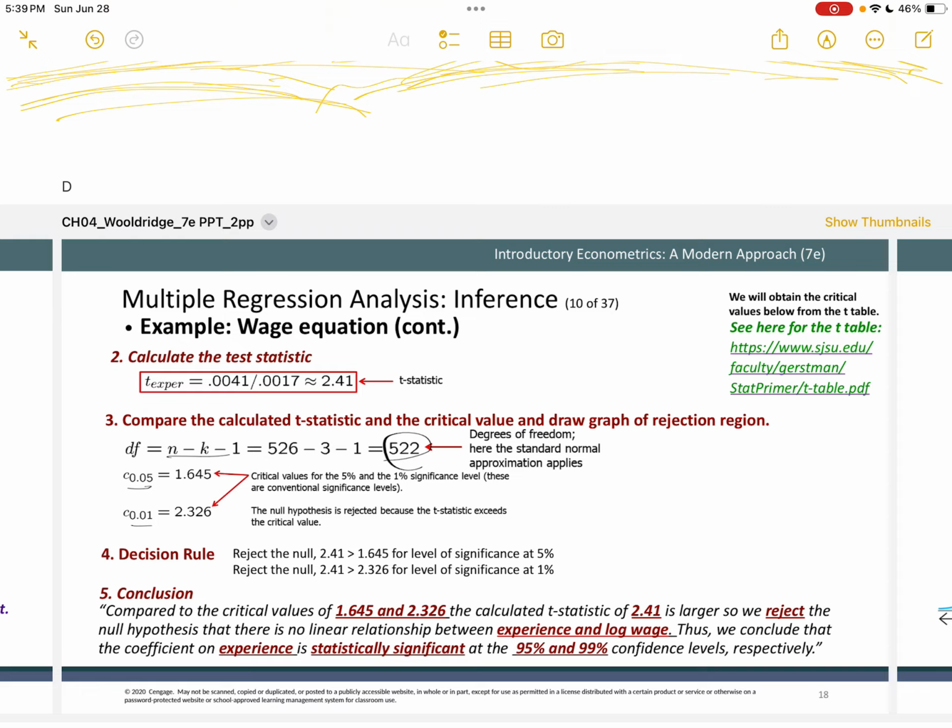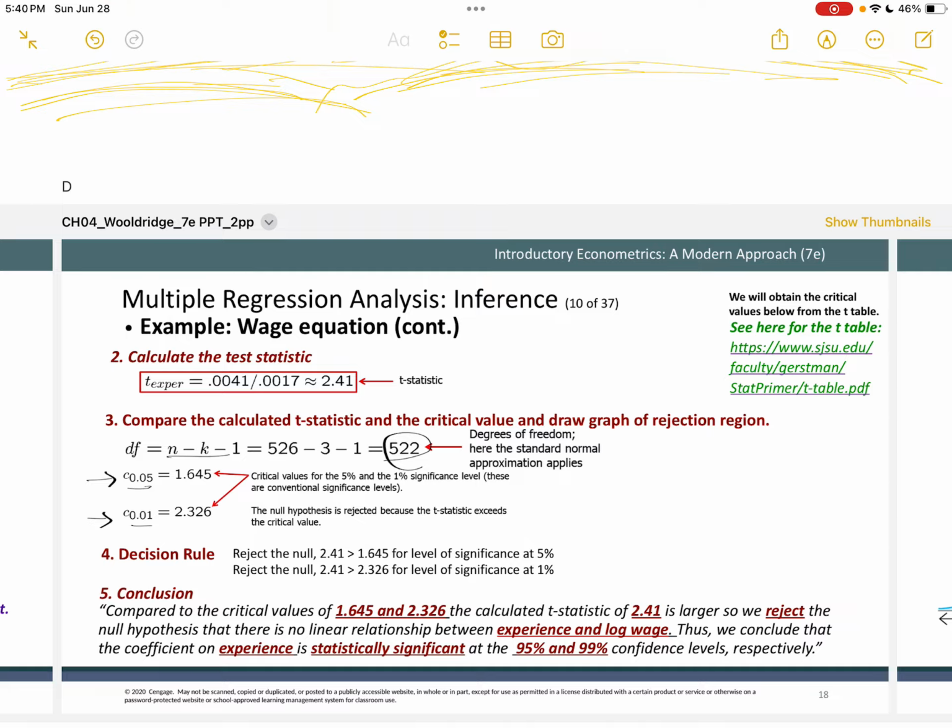And what do we find? 2.41 is bigger than 1.645, so we reject the null. Yes, 2.41 is bigger than 2.326, slightly bigger, but we still reject the null hypothesis. In the first part, it is with a confidence level of 95%, and in the second one with a confidence level of 99%. And so look at my conclusion.